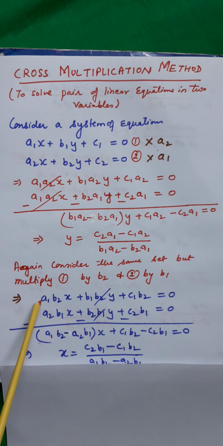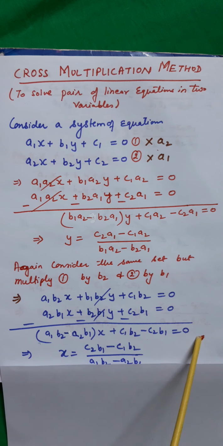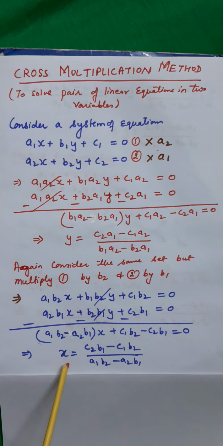And here I have (a1b2 - a2b1)x + (c1b2 - c2b1) = 0. Again shifting these two on the other side, it gives me x = (c2b1 - c1b2) upon (a1b2 - a2b1).